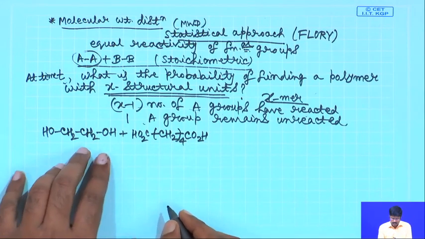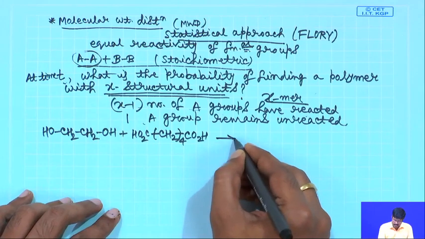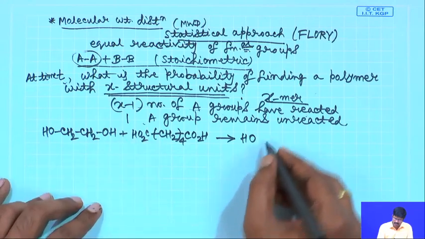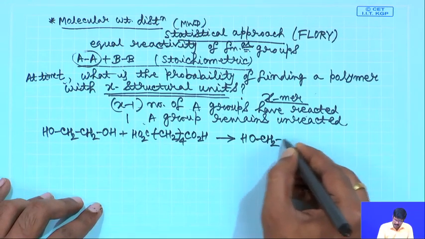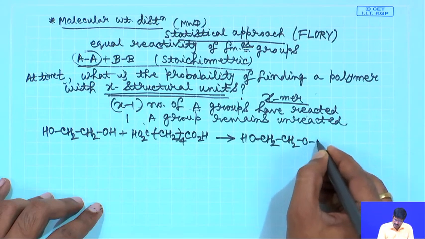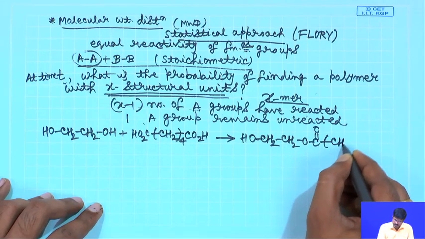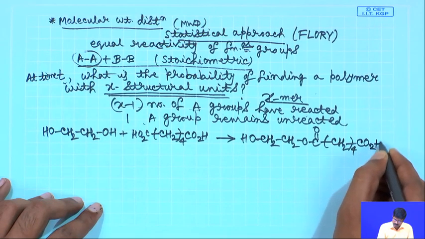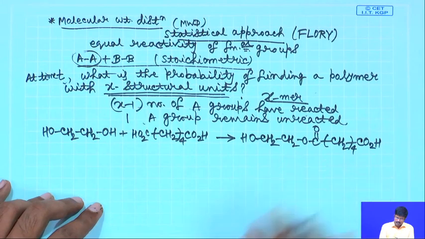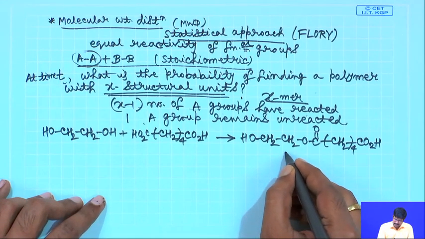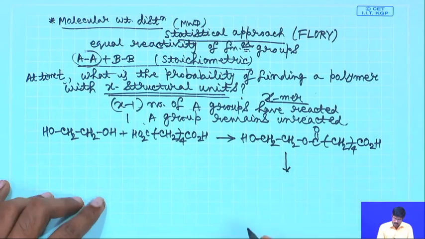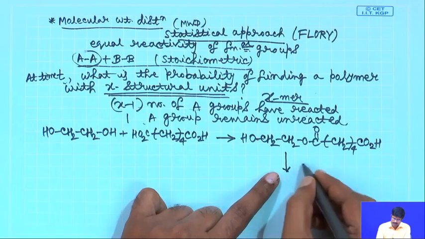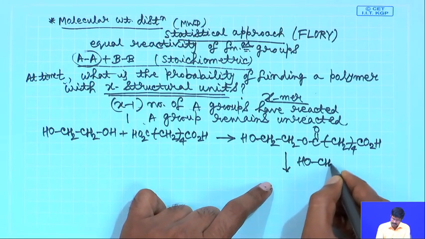Okay. So, the first reaction, this reaction of alcohol with carboxylic acid, will produce a dimer like this: OCO (CH2)4 CO2H. Now, let us say this dimer reacts with another molecule of ethylene glycol.